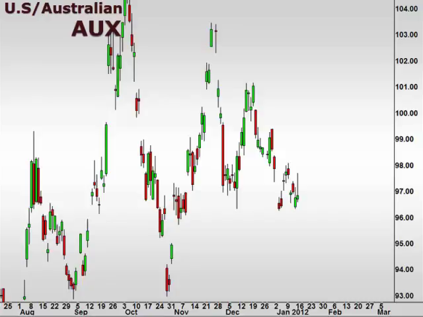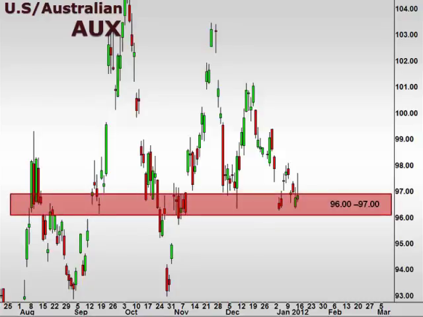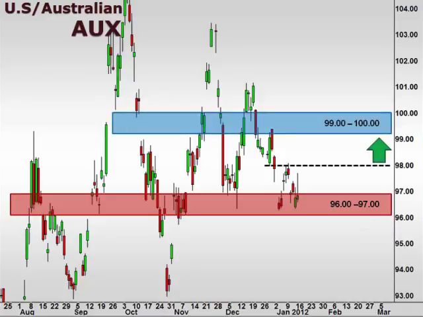Let's take a look at the AUX, the US dollar versus the Australian dollar. Well, the 96-97 level continues to hold as support. A break below 96 will signal a continuation lower. A break above 98 is likely to signal a move towards 100.